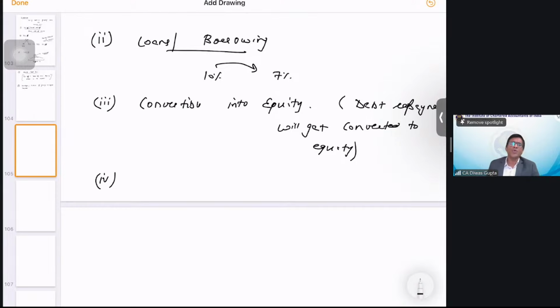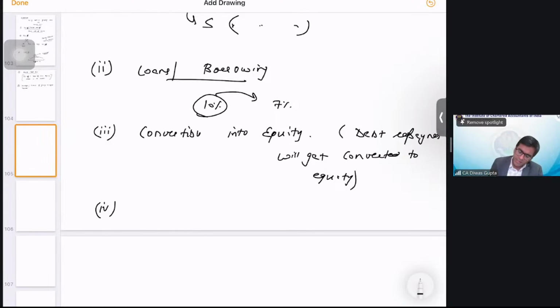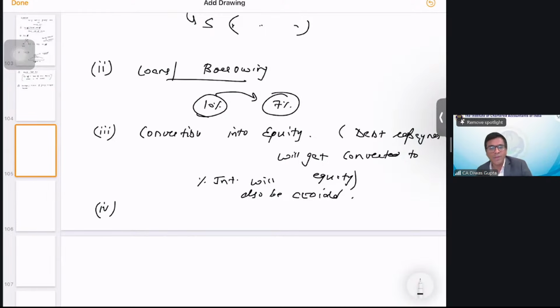Yes, interest portion we have already discussed. From 10% to 7%, it can be avoided to the extent of 3%. Okay. And okay, you are saying if we directly convert into the equity share capital, yes, the percentage interest will also be avoided. You will even save the cash flows on the percentage of interest. Yes, Saminathan.